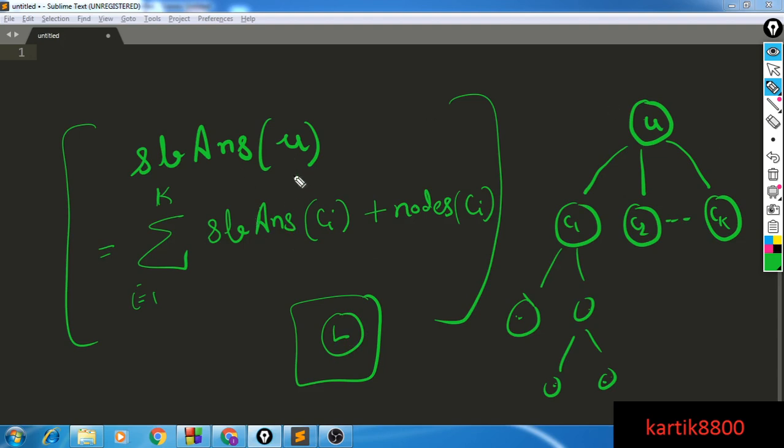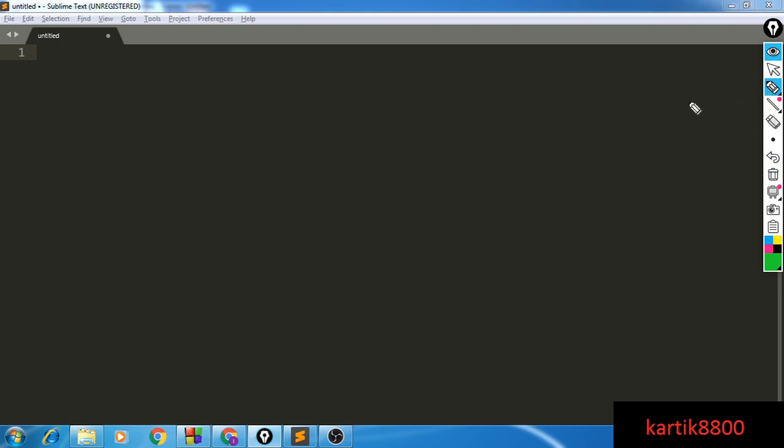So we now know a way to evaluate subtree answers in big O of n, given that I know the number of nodes in every subtree. This can also be evaluated in big O of n easily. Okay. Now I will move on to evaluate the actual answers.